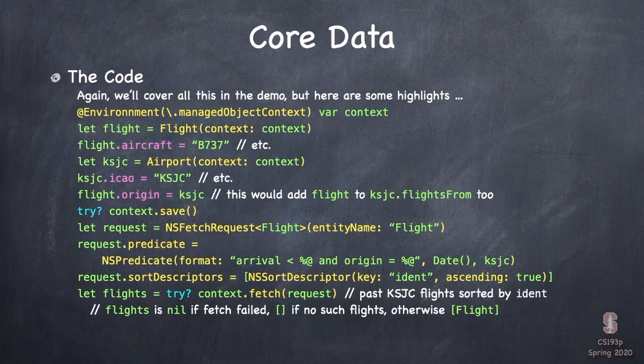Now this fetch also can throw. Just like save can throw, so can fetch, and so we'd need to try it. A lot of times we'll do a line of code like this: let flights = try? context.fetch. If we do this, then that flights var is either going to be nil if the fetch failed, an empty array if it did not fail but no flights matched our predicate, or otherwise just an array of flight objects, the ones that matched. So again, very object-oriented. I'm just getting these flight objects that match my predicate.